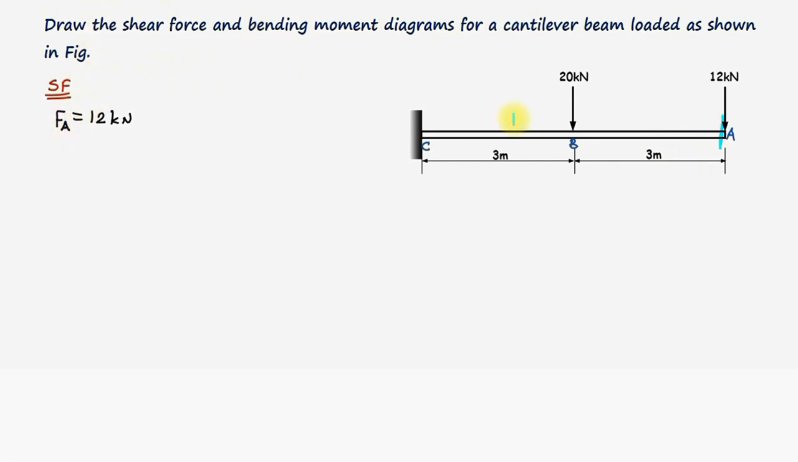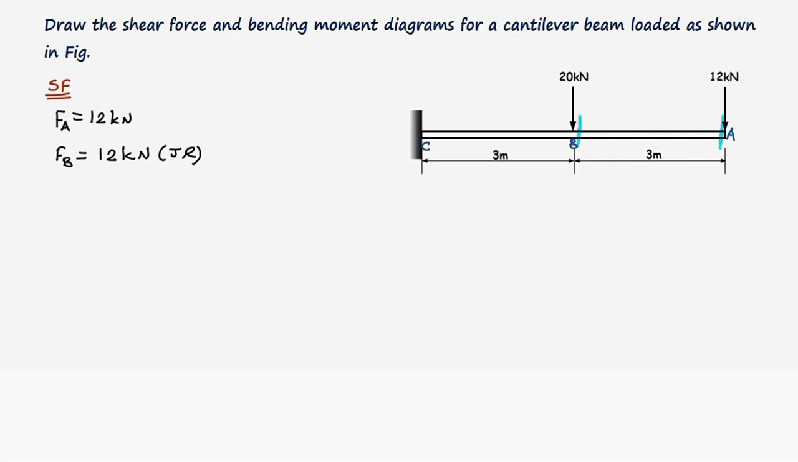Now, let us move our section to just right of B. That means somewhere else here. This is our section now. So, what are the forces acting? The same 12 kilonewton is acting on this beam. This is our beam under consideration, so only this force is acting. We are not including this 20 kilonewton because this is on the left side of the beam. Therefore, the shear force at the point B, FB, is equal to 12 kilonewtons. This is just right of B.